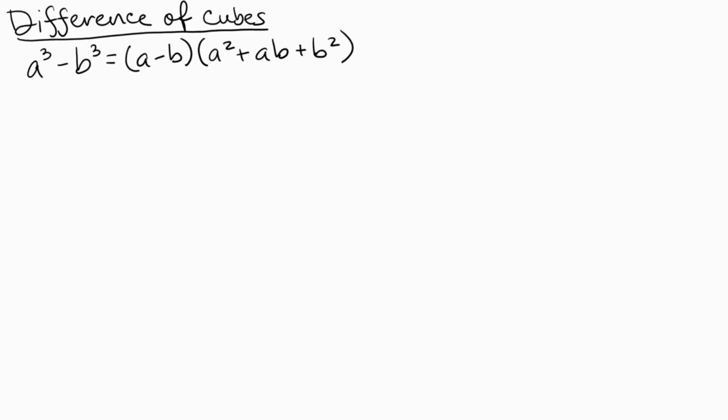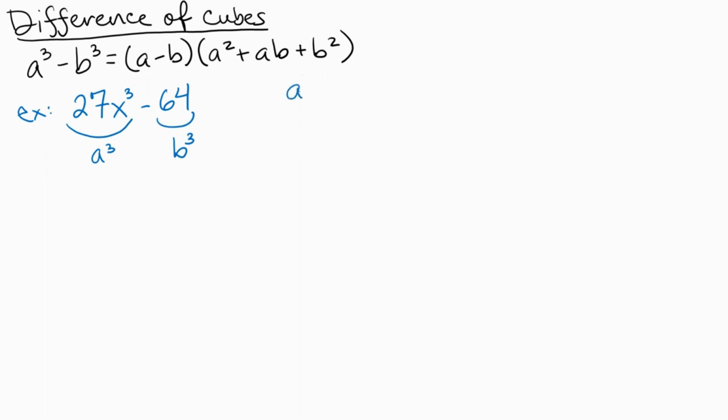All right, so we're going to do an example so we can make sure we're all on the same page. An example of this would be 27x to the third minus 64. Now, the first thing we want to do is identify our a cubed and b cubed. So we have a cubed right here, and we have b cubed right here. And we're going to find what a and b are.